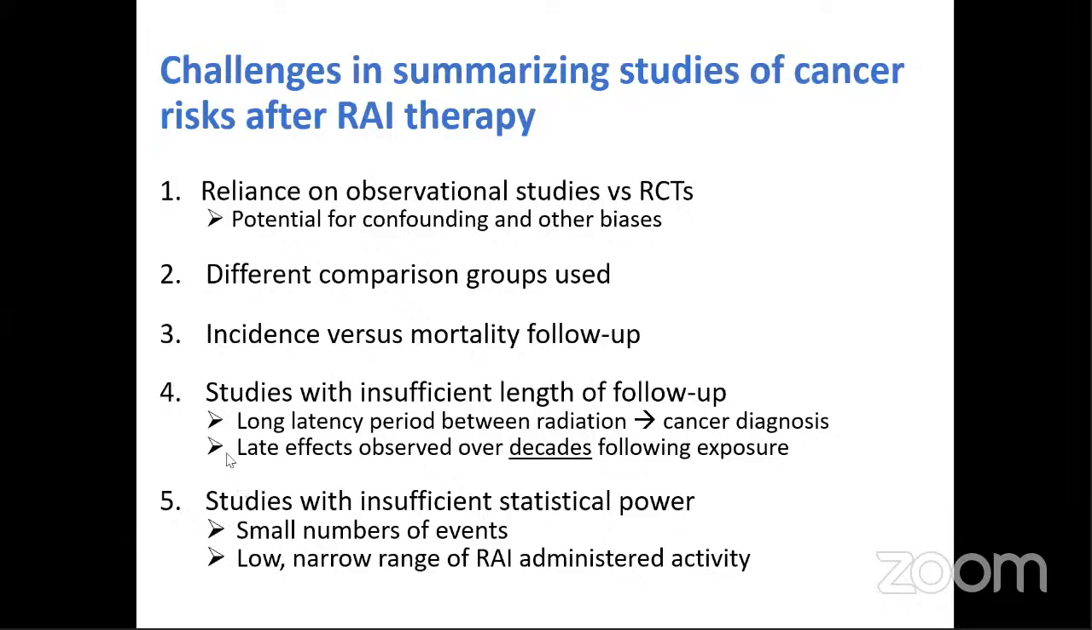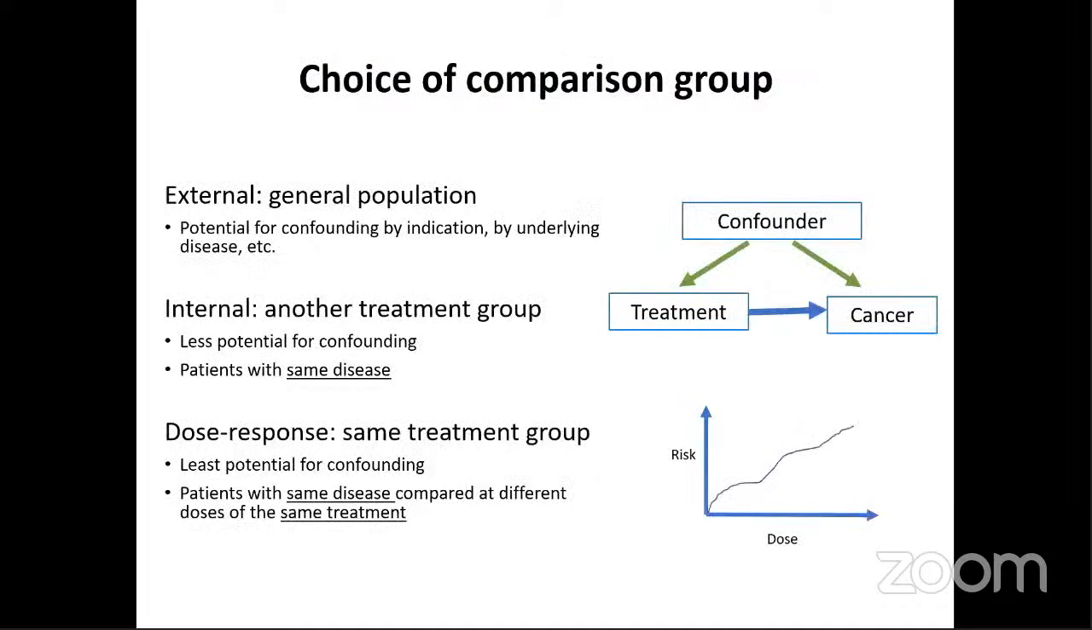We also need very large studies in order to have sufficient statistical power to detect relatively small, modest effects. So many of the studies on this topic have had small numbers of outcomes. They're based on small populations of patients followed for a short period of time. Also, we're dealing with radioactive iodine therapy, which doesn't have a huge range in terms of the level of exposure to the patient. All of these can affect statistical power.